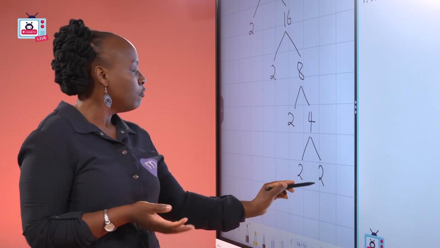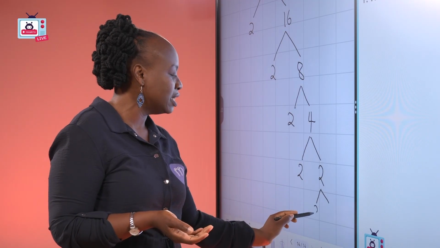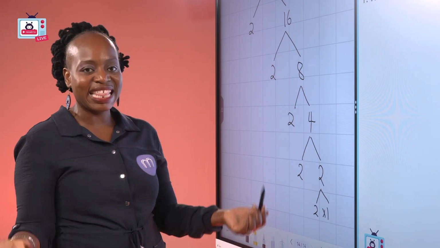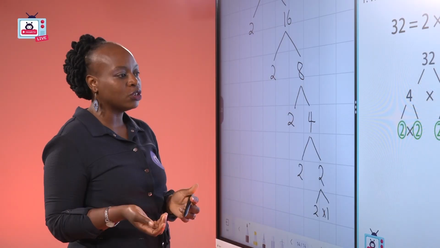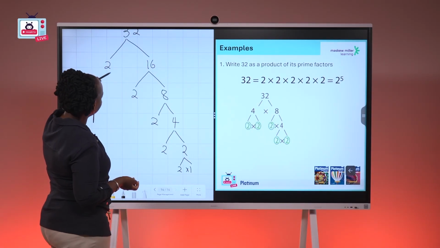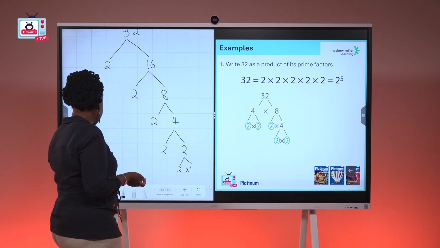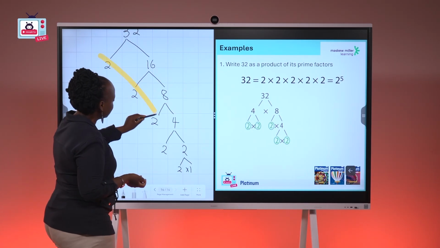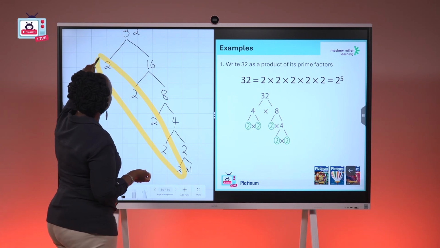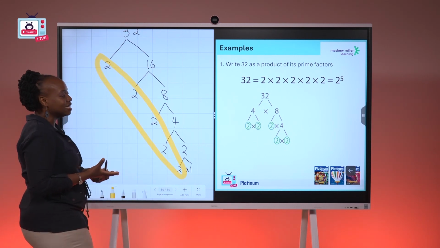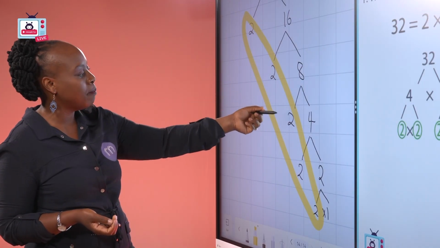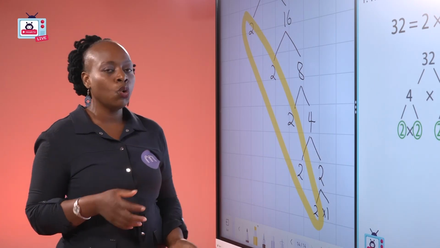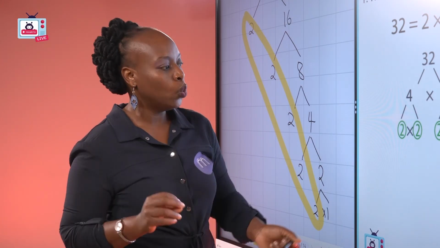If you check here, this is just 2 multiplied by 1, so there's nothing that you can do going forward. That is how you actually do your prime factorizations, and you just take all the 2s that you have on the side. In this case, you can see these are our 2s that you need to multiply together to get the answer, which is 32. In other words, 2 multiplied by 2 multiplied by 2 multiplied by 2 multiplied by 2 should give 32, which is the same as 2 to the exponent 5.